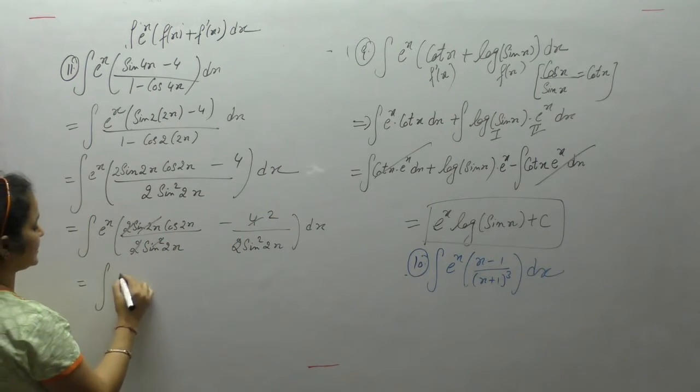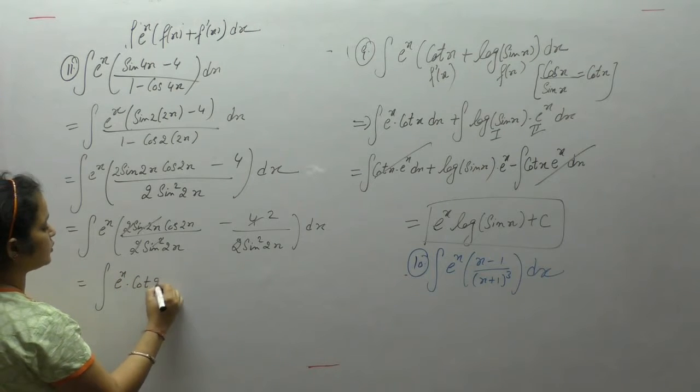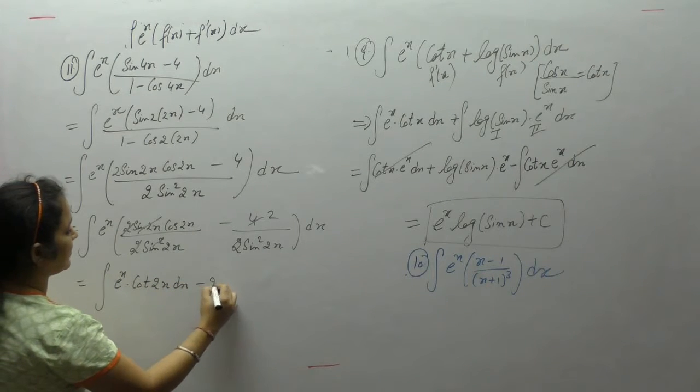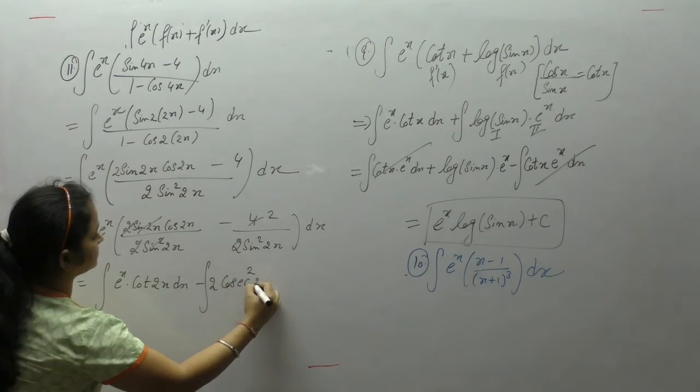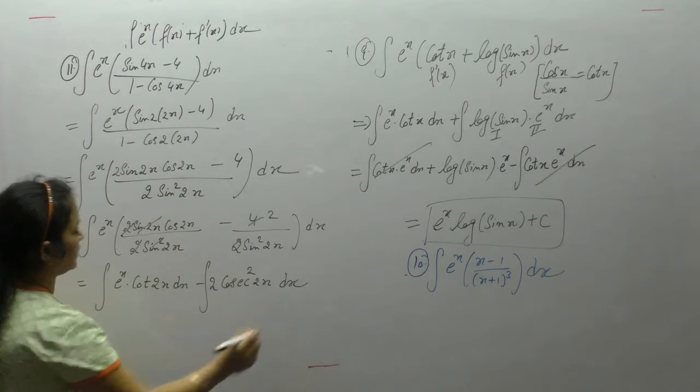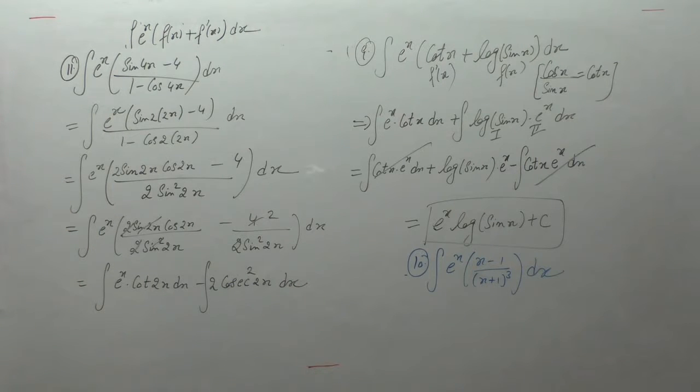Cos upon sin is cot. e^x into cot 2x minus 2. 1 upon sin is cosec. Now the derivative of cot of x is minus cosec squared x.